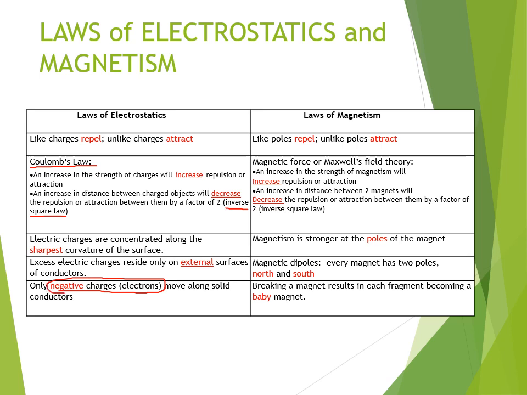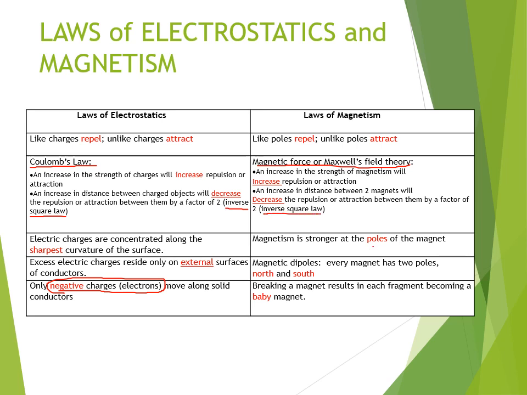Laws of magnetism: like poles repel and unlike poles attract. The magnetic force, or Maxwell's field theory, is a lot like Coulomb's law, except we're talking about magnetism here. An increase in strength of magnetism will increase repulsion or attraction. An increase in distance between two magnets will decrease the repulsion or attraction by a factor of 2, going back to the inverse square law.